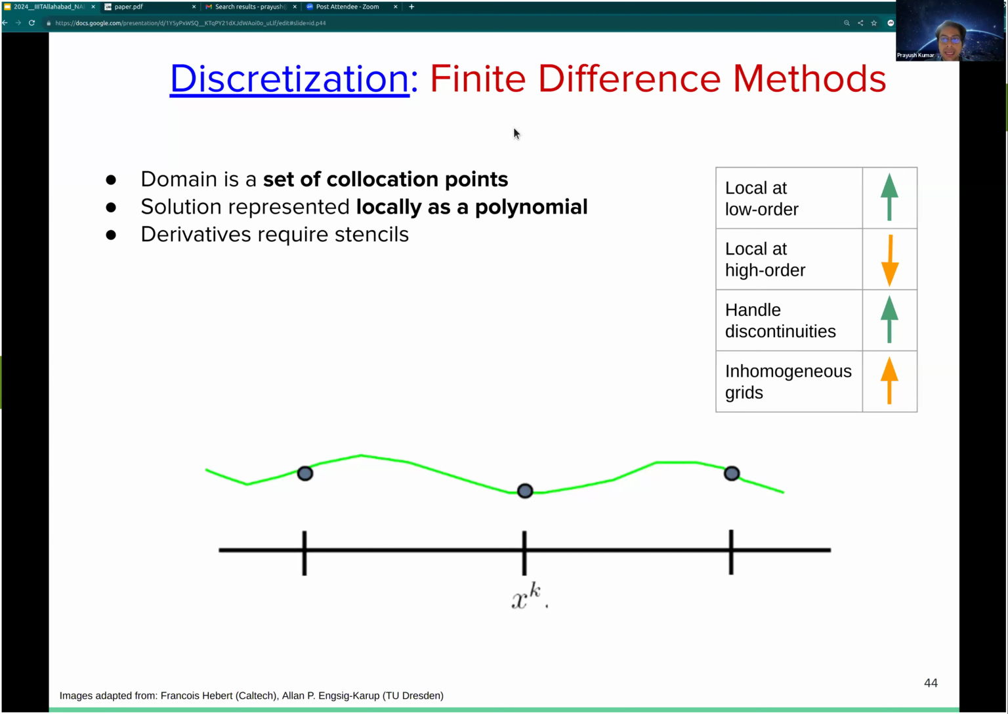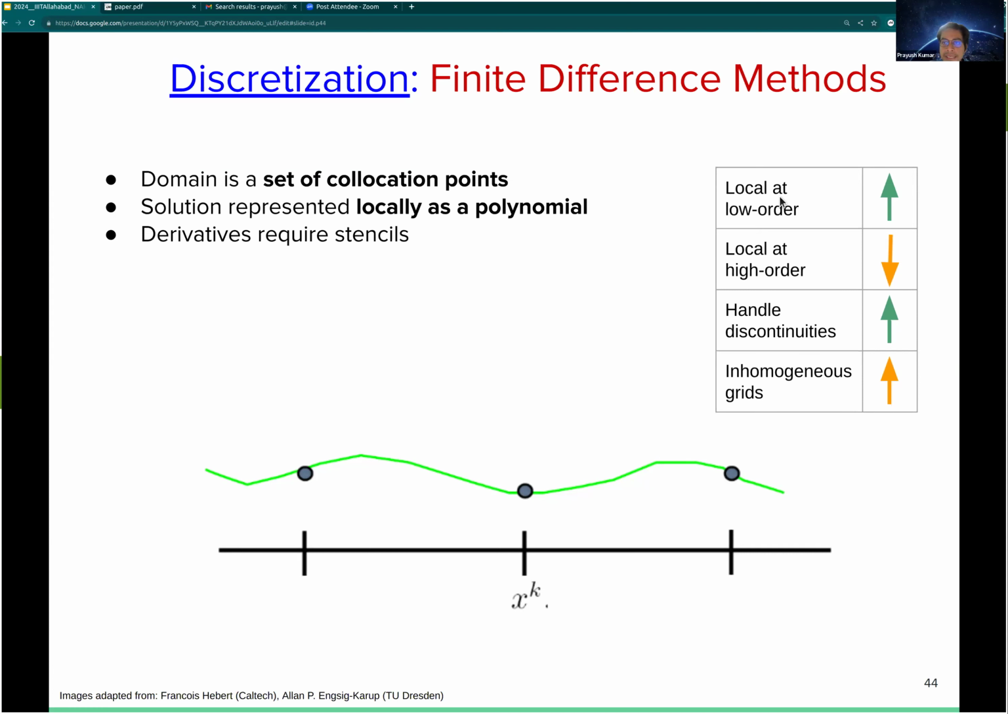So now, these were the four requirements that we require from the discretization scheme that we want to use. The first candidate we have is finite difference methods. I've shown only a one-dimensional domain here. The domain is a set of collocation points, and the solution is locally represented as a polynomial that interpolates through these grid points. Now, in order to calculate derivatives, you must calculate this polynomial and differentiate that. So the accuracy of the derivative depends on how many neighboring points you stack together.